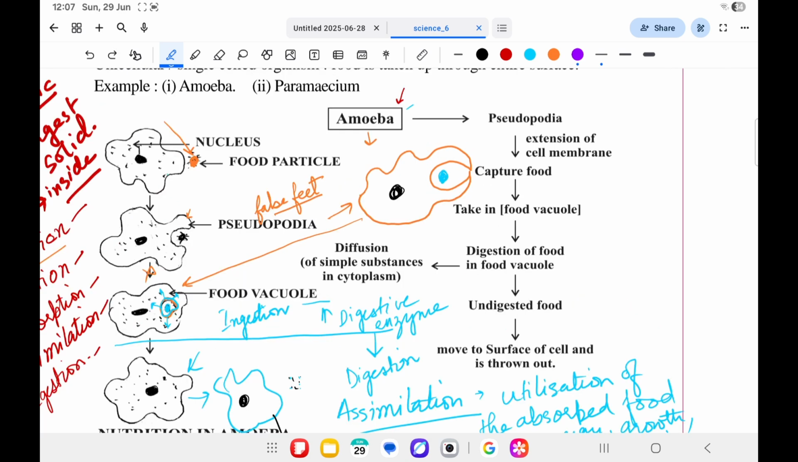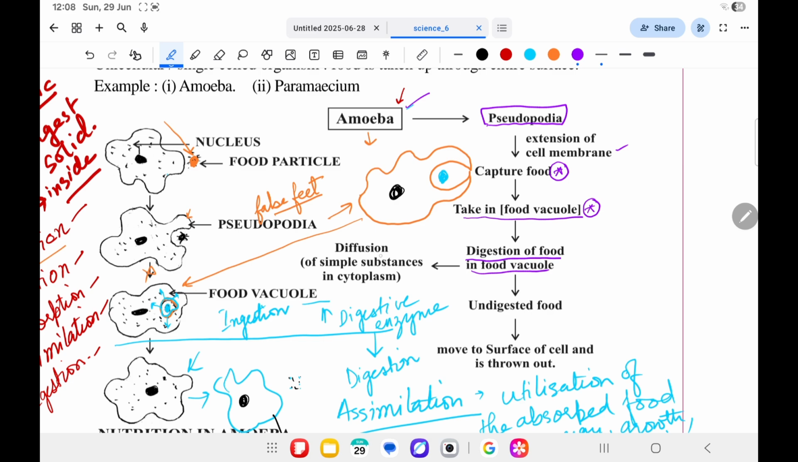After learning the whole thing, let us look into the mind map or the flow chart, which is also very important for your exam. That is, amoeba extends its pseudopodia, which is the extension of the cell membrane. With the help of pseudopodia, it captures the food and takes the food inside the food vacuole. Then digestion takes place, that is, breaking the food particles into the simplest, soluble form.